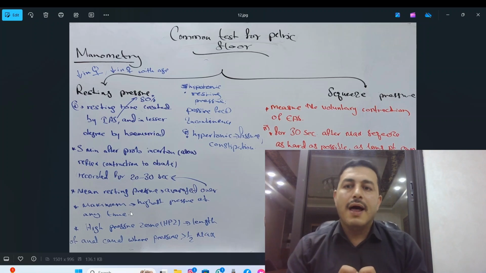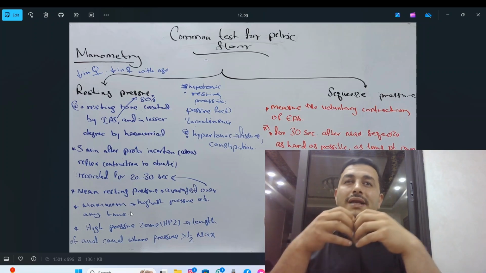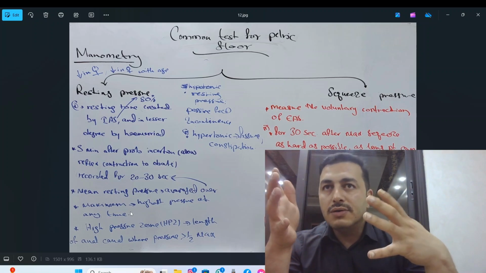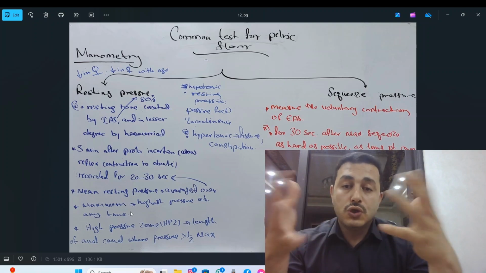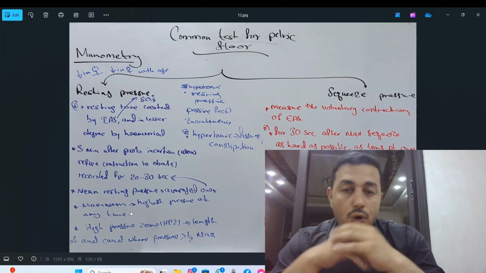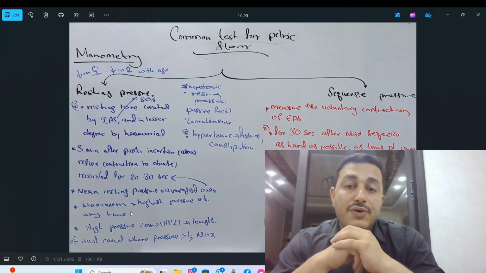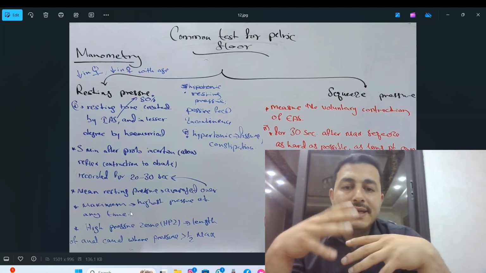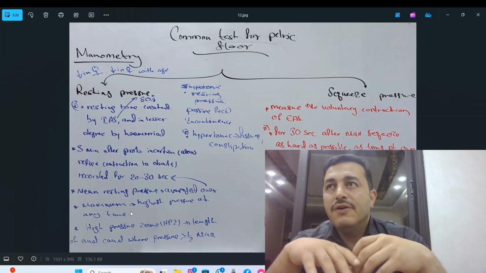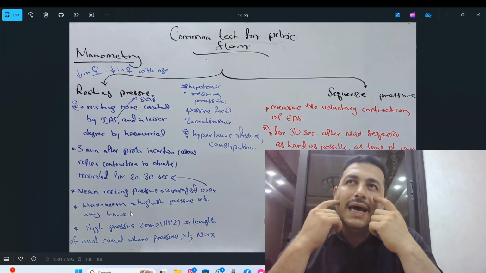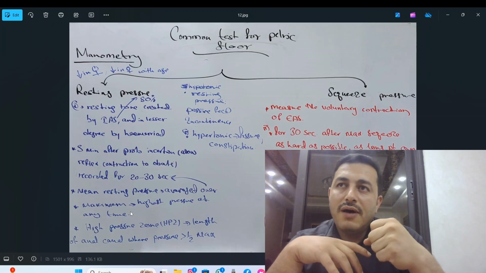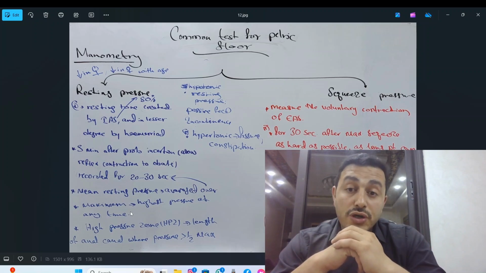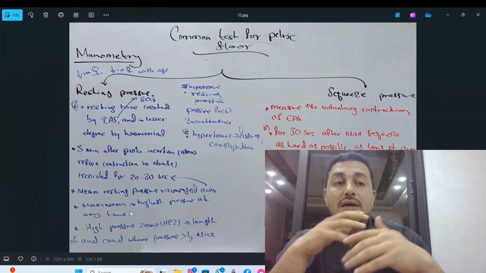Any problem in the resting tone will lead to what we call passive fecal incontinence. Unconscious soiling will happen, or what we call the hypotonic resting pressure. Hypertonic is associated with many diseases such as fissure. Fissure will actually cause scarring, fibrotic tissue, and will cause hypertonic resting pressure and constipation.